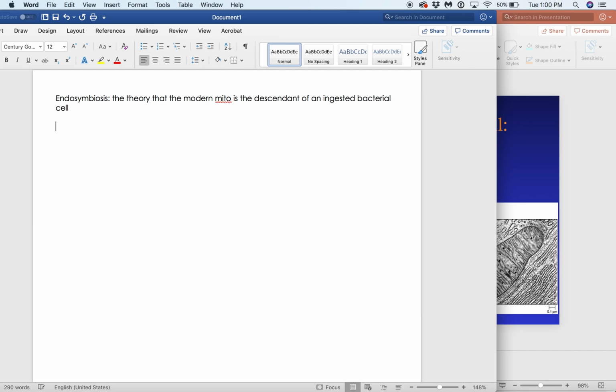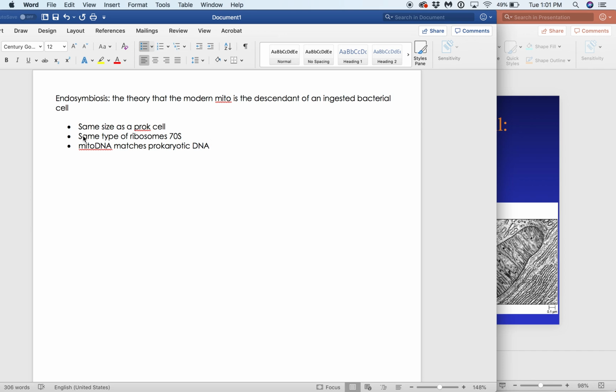And the evidence that we have for this is that it's about the same size as a prokaryotic cell, same type of ribosomes, 70S, and also mitochondrial DNA matches prokaryotic DNA. Just kind of general. We get some general matches there.